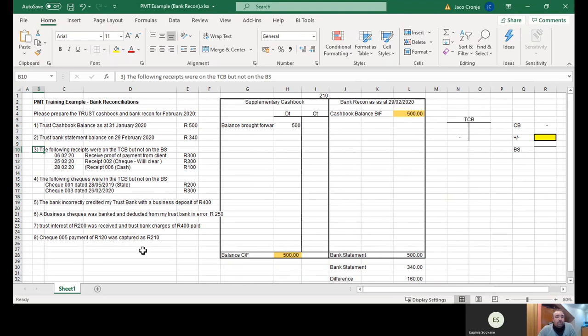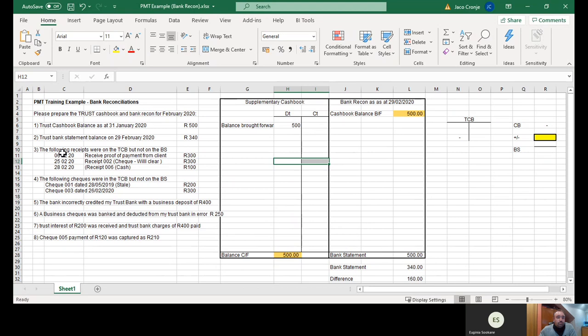Okay, so now we start with the first one. The following receipts were on the TCB, but not on the bank statement. That means all these transactions have been accounted for somewhere in my original cash book up there, and now they have not yet appeared on our bank statement. So those transactions we need to analyze and see, are they reconciling? Will they still happen in future? Then we add them on that side. And if they're not reconciling, then we'll have to either enter or reverse them into the cash book.